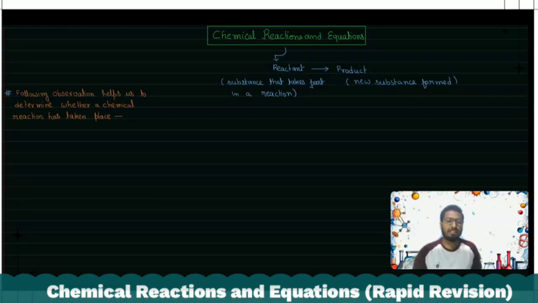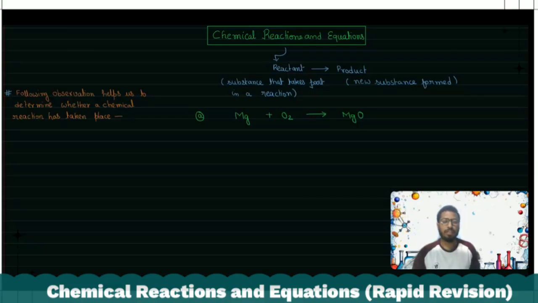देन वी विल बी डिस्कसिंग द वेरियस रिएक्शन, लाइक द फर्स्ट वन व्हाट वी हैव सीन ना, the reaction was magnesium is burnt in presence of oxygen. It will give magnesium oxide. Okay, so now we have to balance the equation.